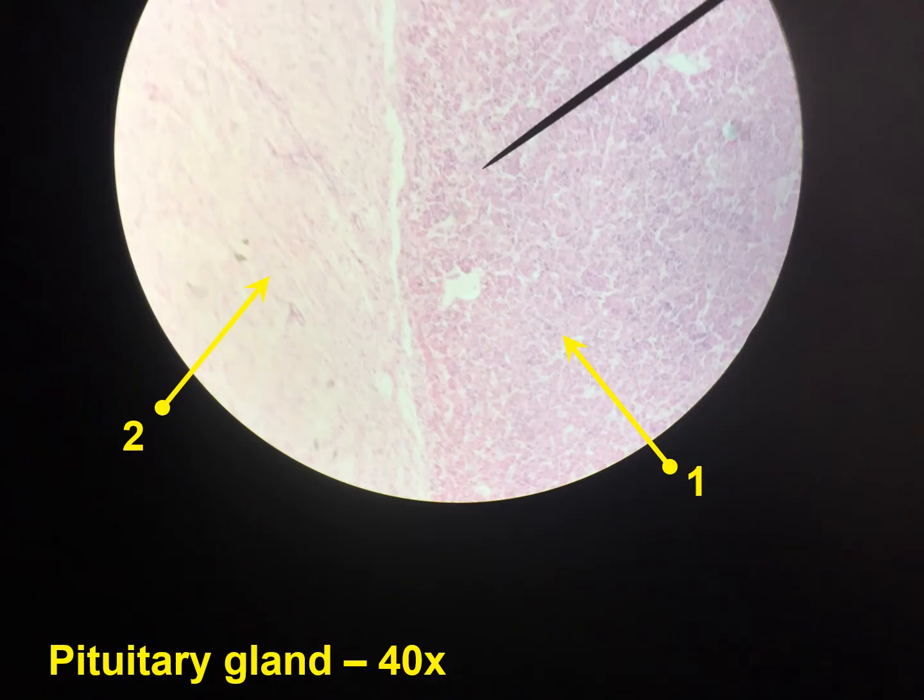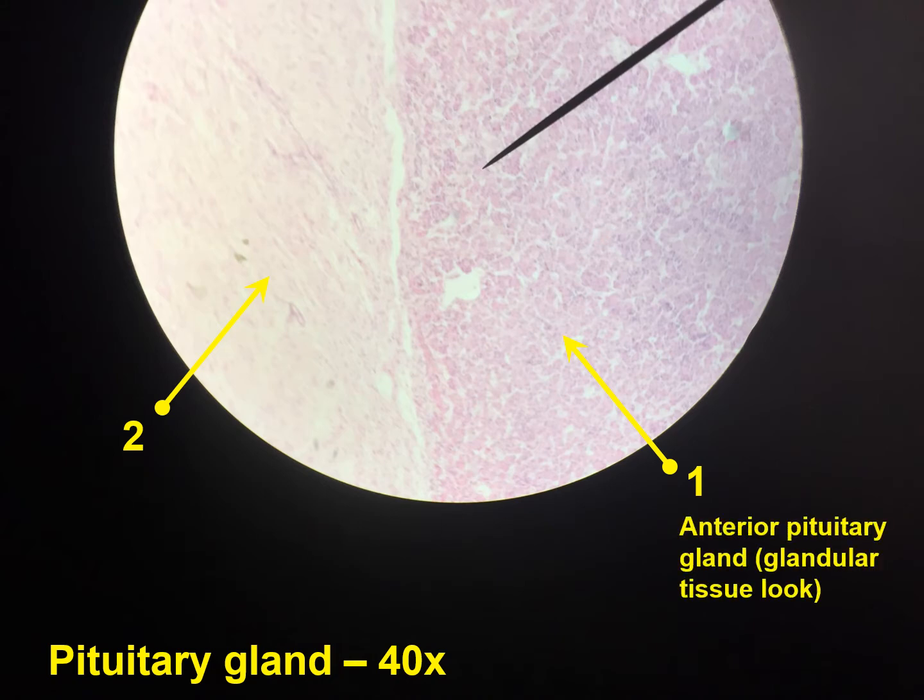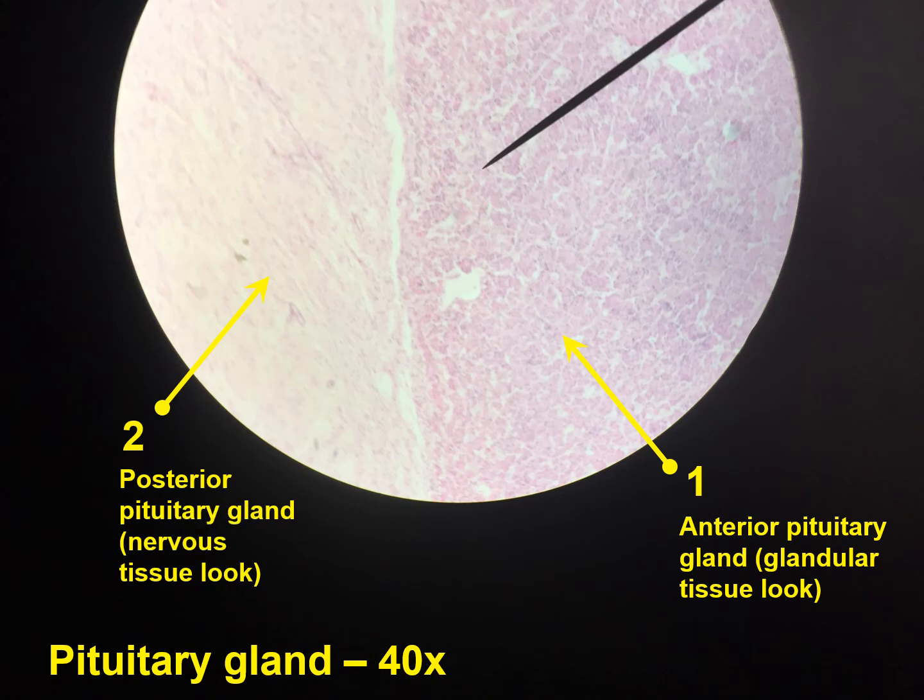All right, this photomicrograph shows us yet another image of the histology of the anterior versus posterior pituitary. Can you tell which area represents anterior and which area represents posterior? That's right. 1 is anterior pituitary, while 2 represents posterior pituitary.